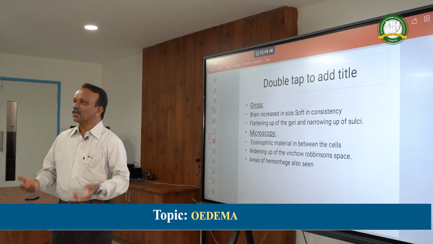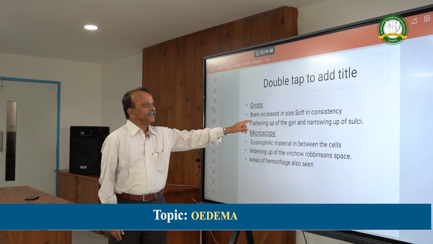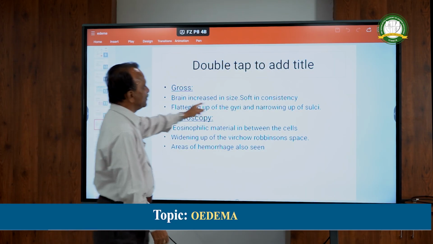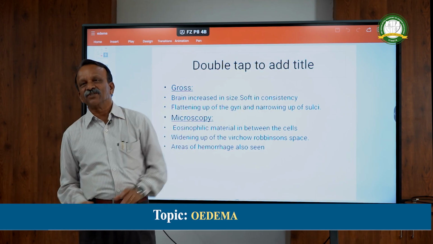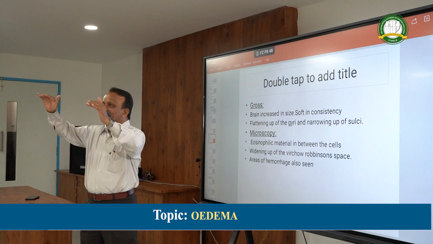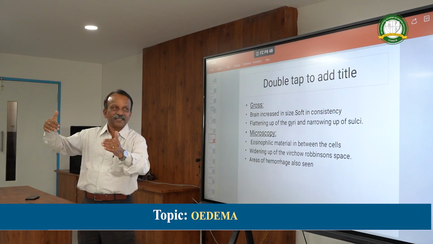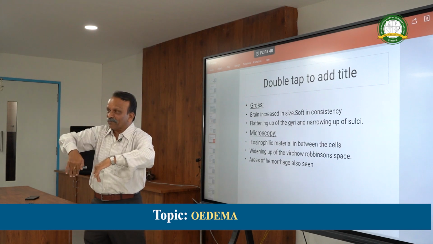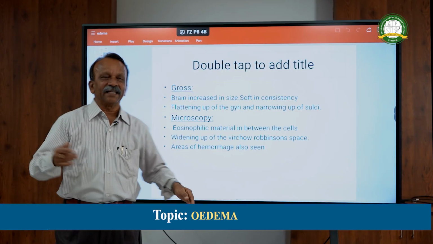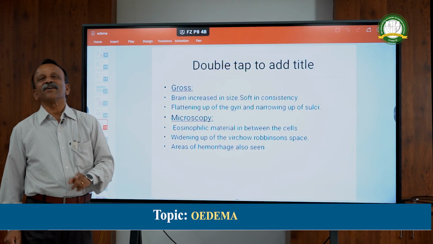These are some of the causes for the cerebral edema. Coming to what is the gross pathology of the edema of the brain? Grossly, there will be an increase in the size of the brain, and it is soft in consistency. There is flattening of the gyri and narrowing of the sulci, very characteristically seen in case of edema of the brain.